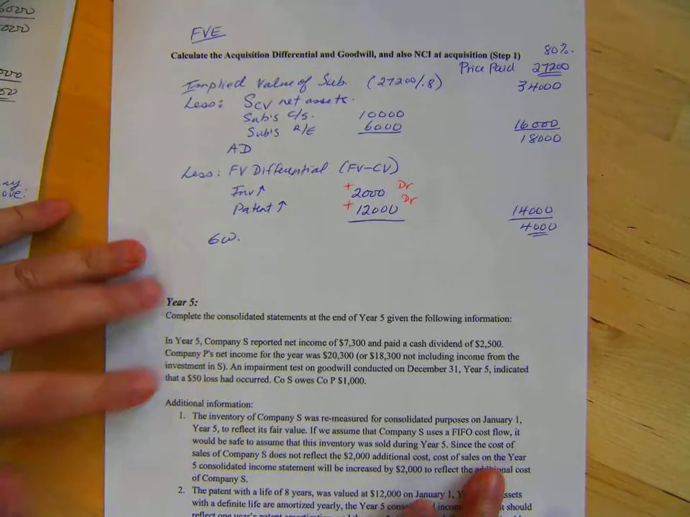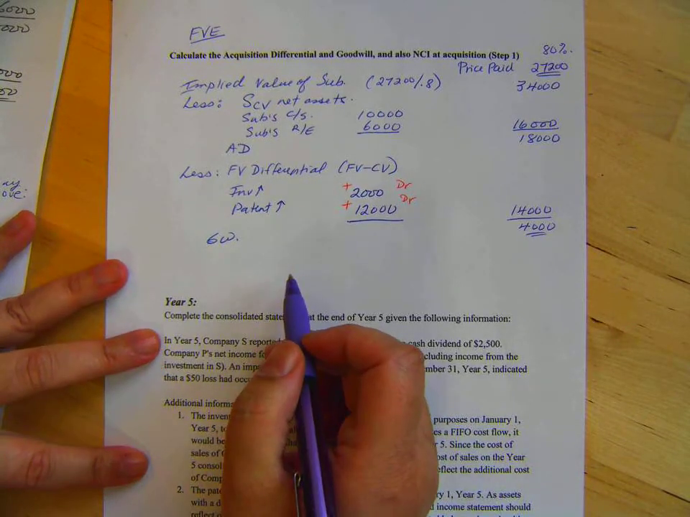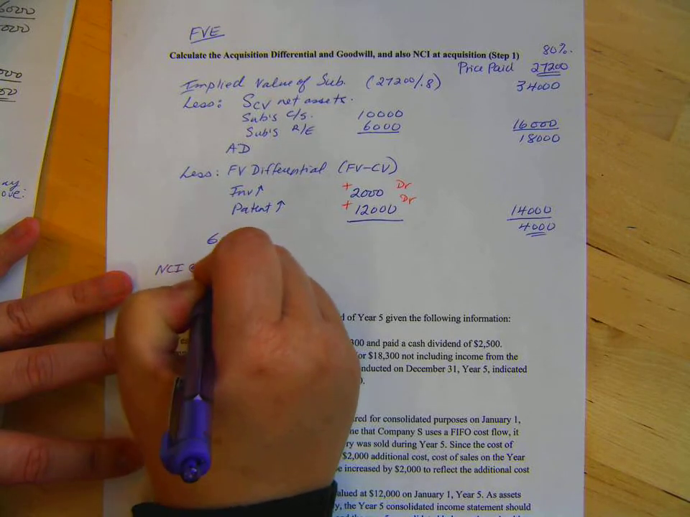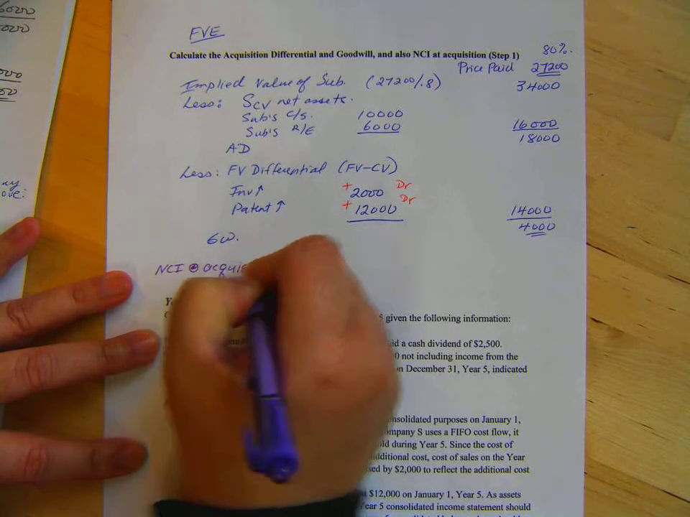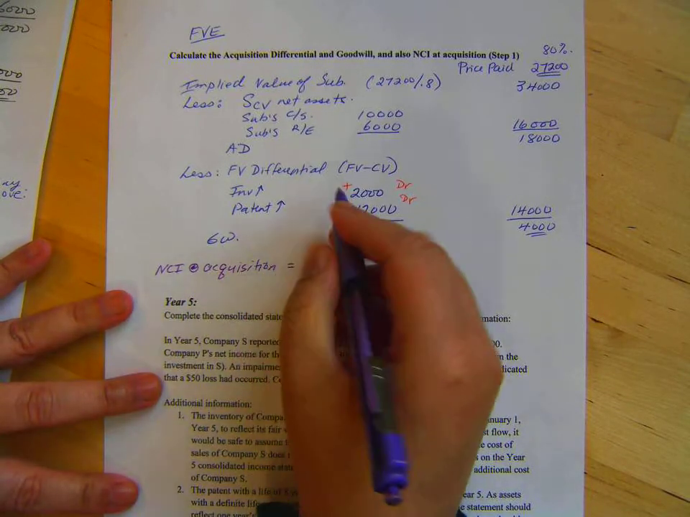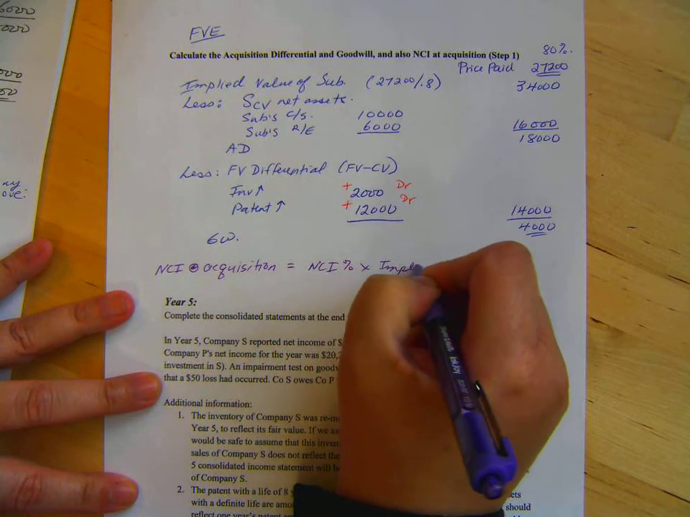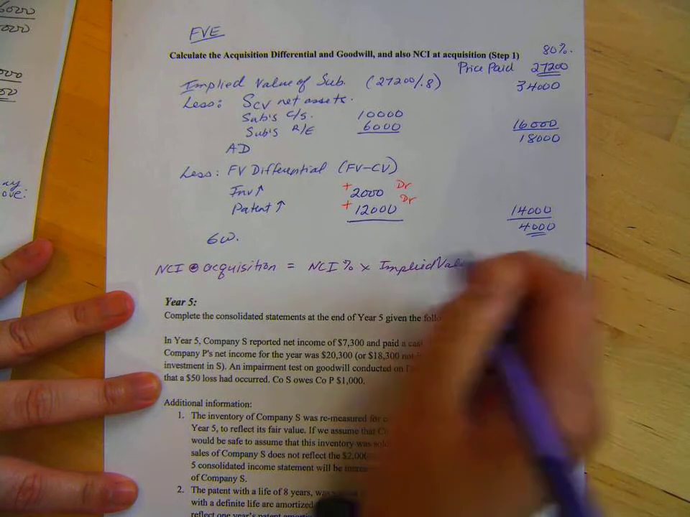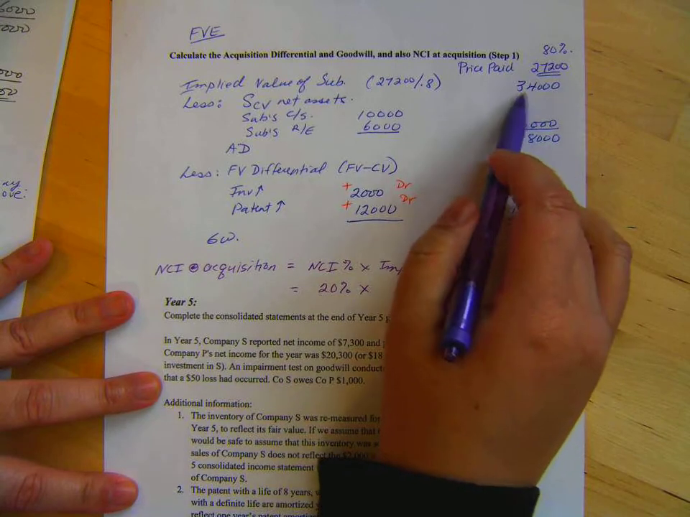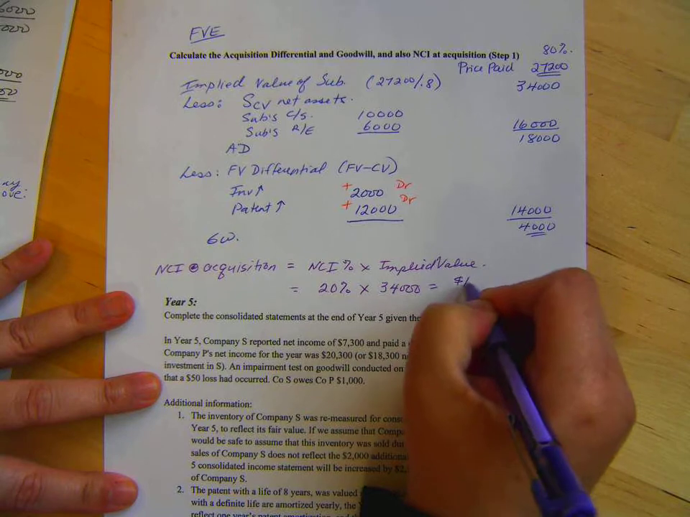By now, you guys, this shouldn't even take any energy because you already know it. Okay, now we also need NCI at acquisition. And if you remember, we take the NCI percentage times the implied value. So that's the 20% times the implied value up here of 34,000, which is 6,800.